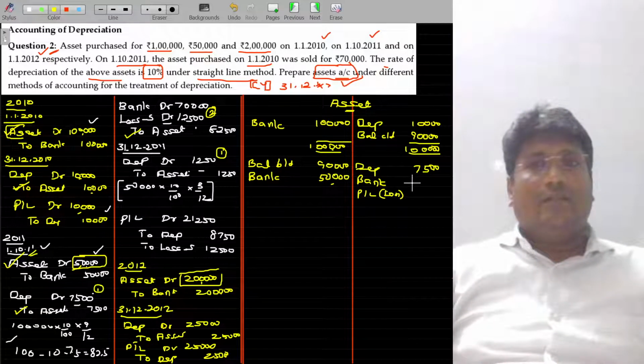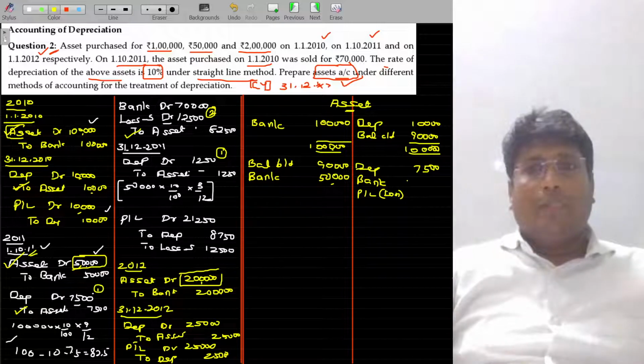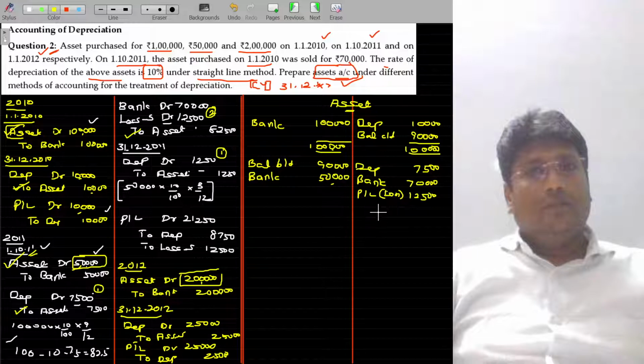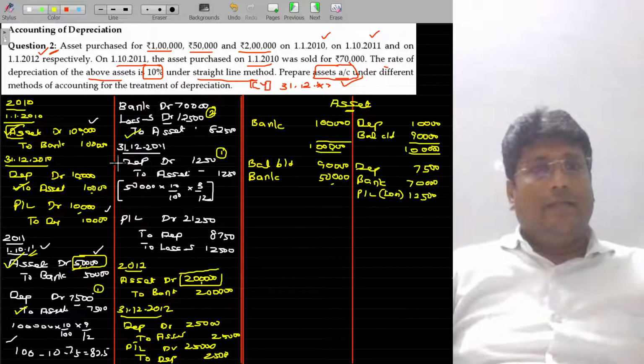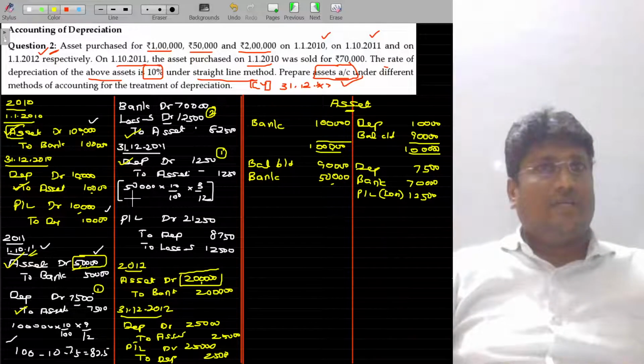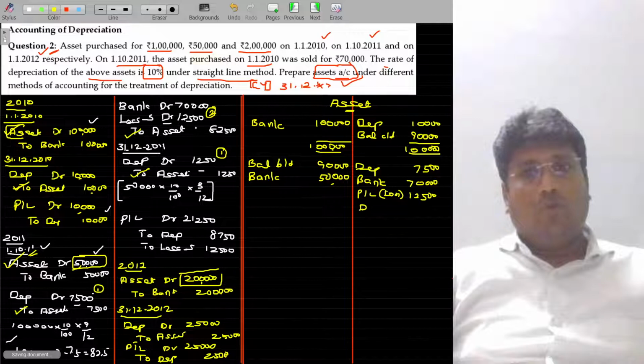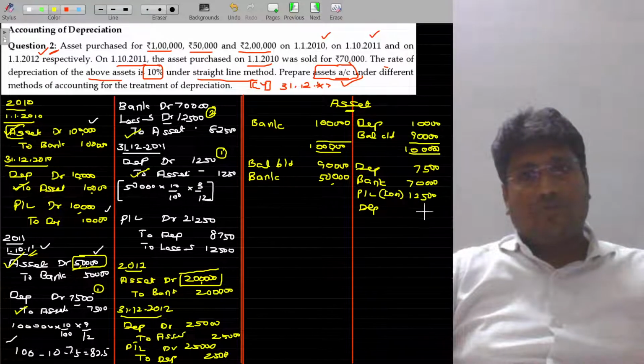The amount collected from selling that particular asset is 70,000. As we realize an amount less than the book value, the difference between these two is a loss. It is charged to the profit or loss account as loss on sale, 12,500. And at the year end, for the newly purchased asset, depreciation is eligible. So by depreciation, the value being 1,250.